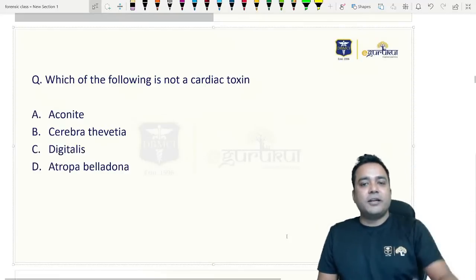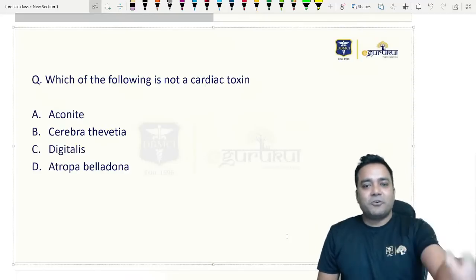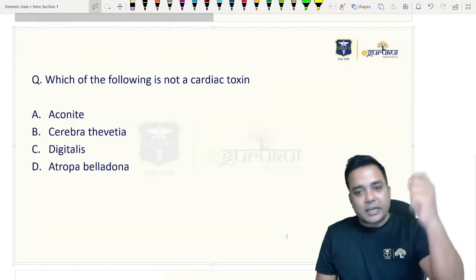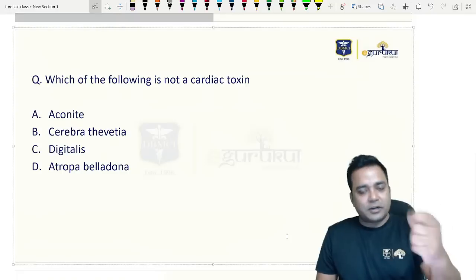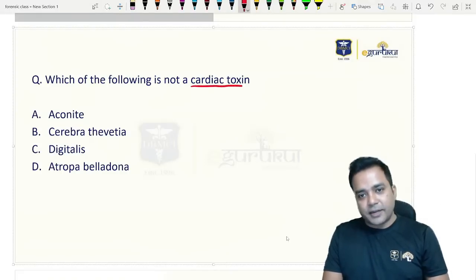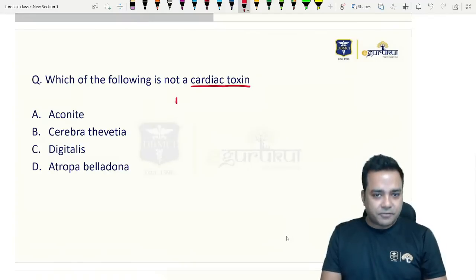Which of the following is not a cardiotoxic, or cardiac toxin? This I used to tell time and again. In all our classes, we have learned that yes, this is a very important topic, the list of cardiac toxins. And we have remembered a mnemonic also, no? For this: Every dawn has a queen.